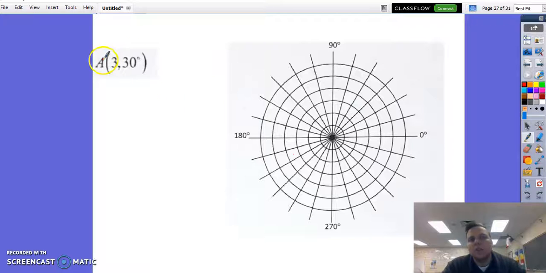Alright, so let's start off doing number 1, which says plot A, the polar coordinate, at the point r being 3 and the angle being 30 degrees.